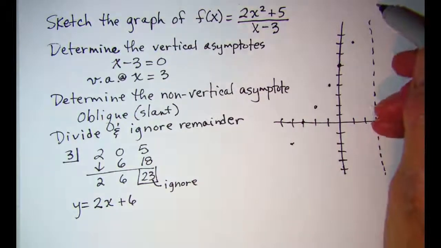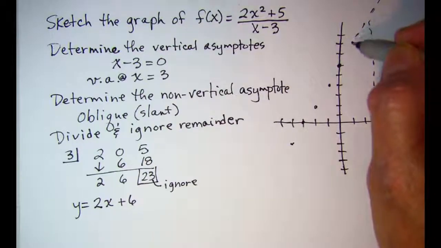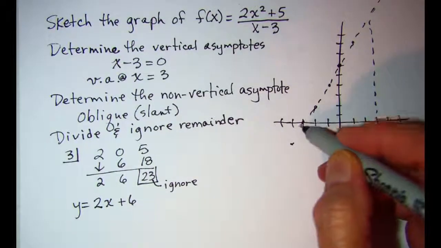So it looks like my oblique asymptote is going to come down like this.